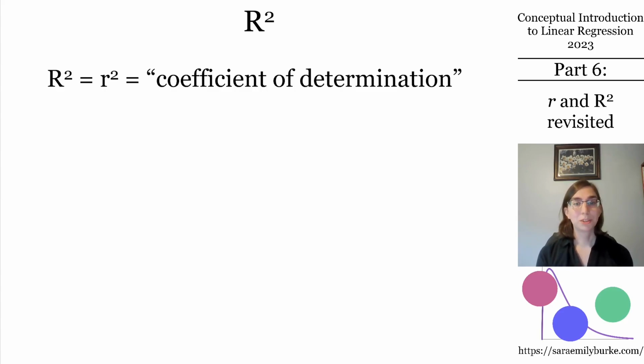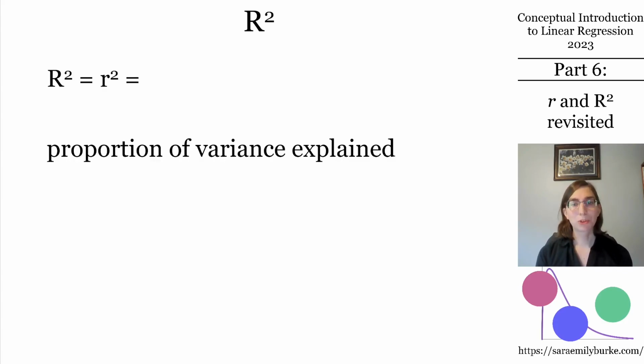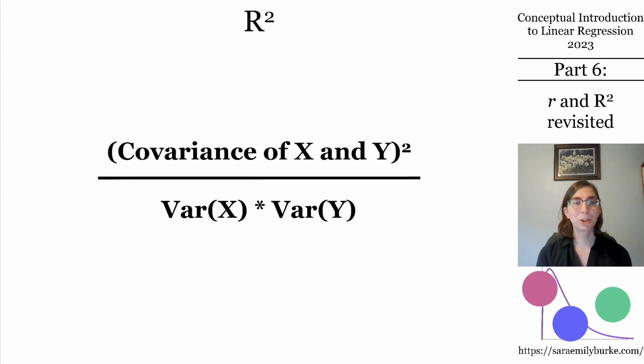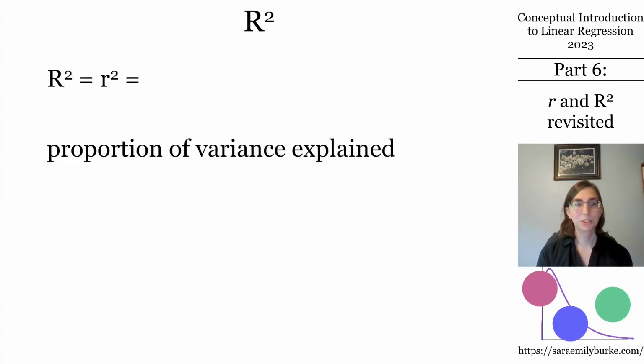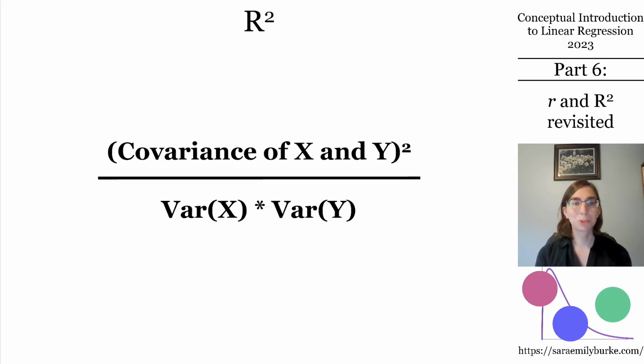R squared, the coefficient of determination, is related to this. We call it the proportion of variance explained, and I wanted to show why this sort of makes sense from a different angle with all this covariance explanation. So here's the formula for R squared. It's the same as the formula we already saw for the correlation, which is the covariance divided by the square root of the product of the two variances. The R squared is the same, except that, of course, everything is squared. So now it's the covariance squared divided by the product of the two variances.